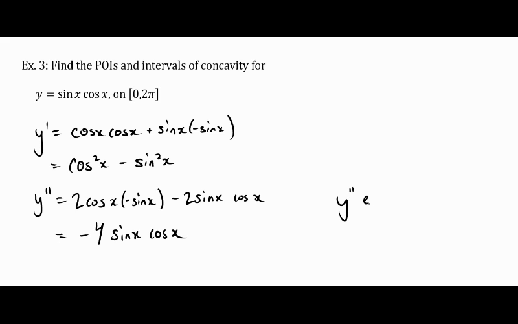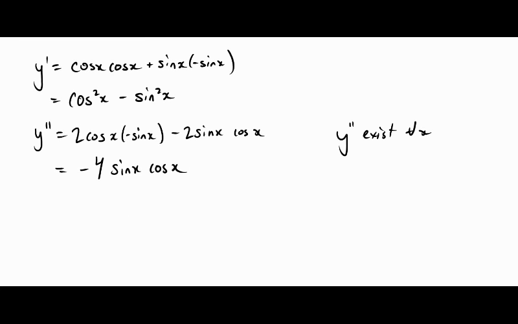Y double prime exists for all x. And where is it equal to 0? What do I do to solve this one? Start by dividing both sides by -4. Sine x times cos x is 0.